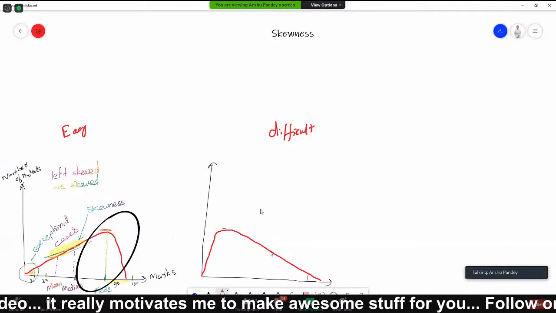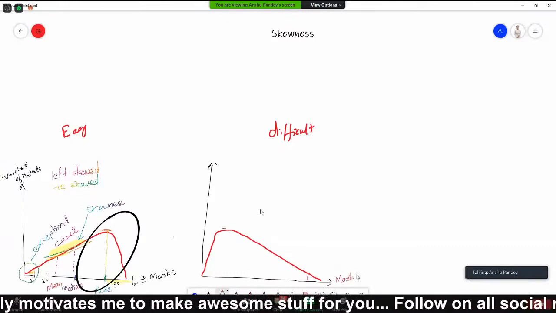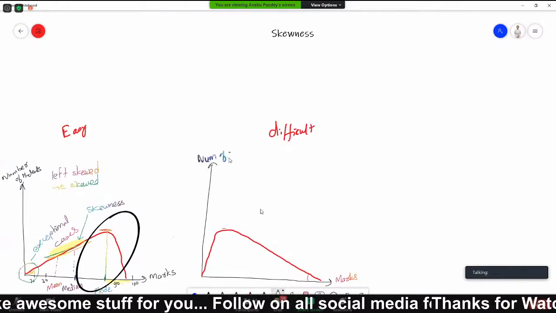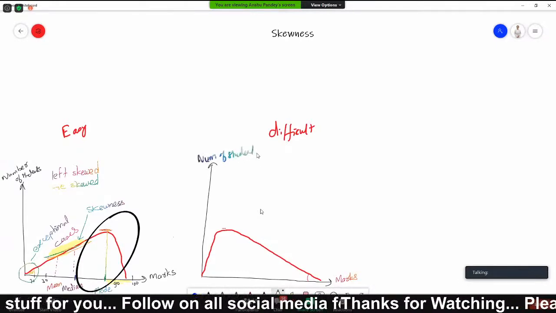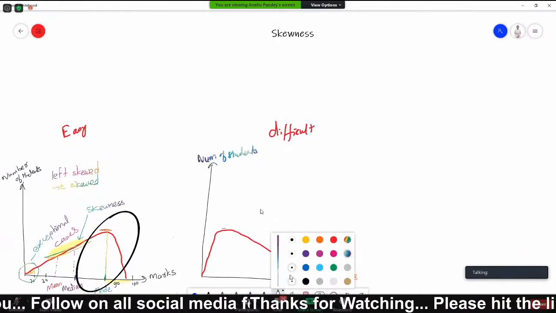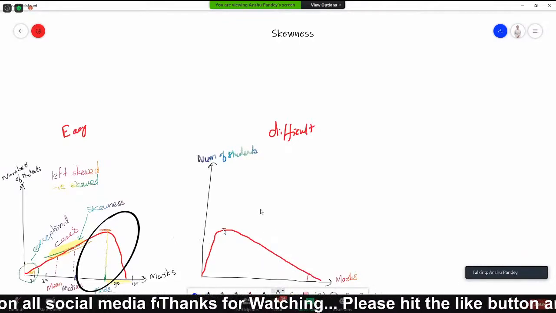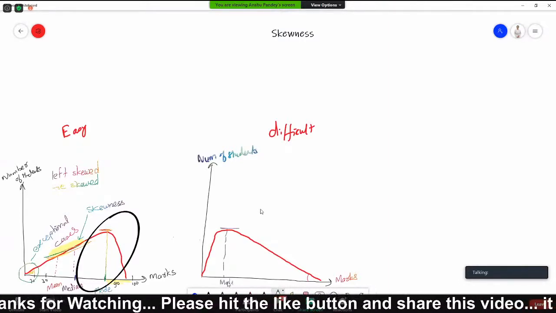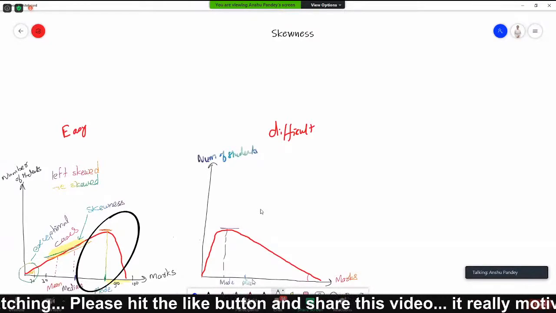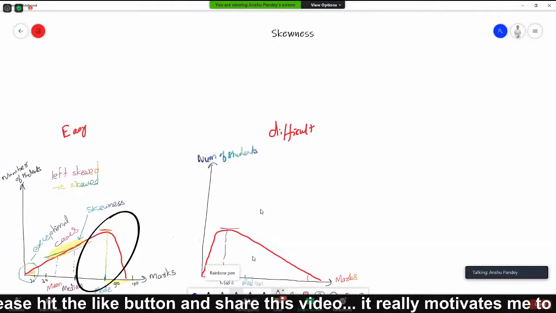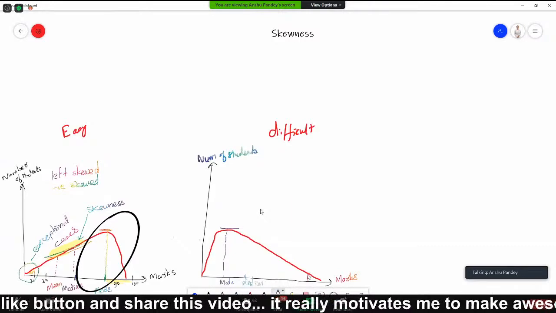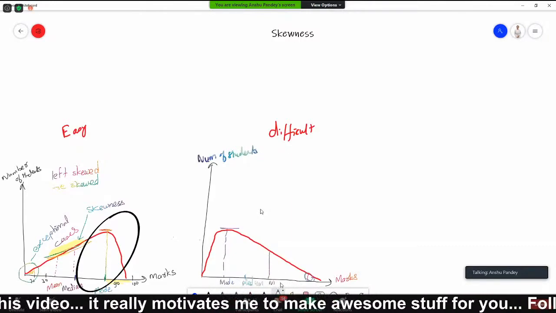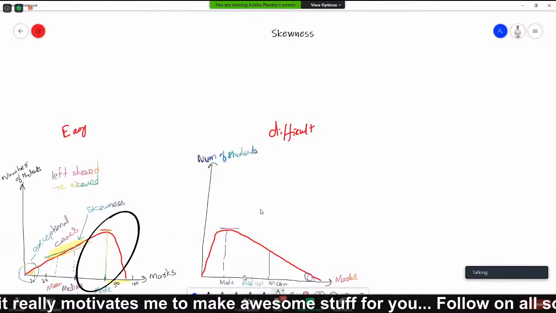So the highest peak, right? The x-axis still represents marks, and this represents the number of students. So the highest peak is still the mode. The central value is the median. But because of these few exceptional cases who got high marks even in a difficult exam, the mean shifts higher. So the mean is above the median.